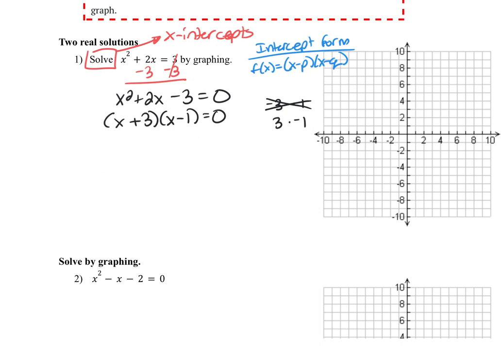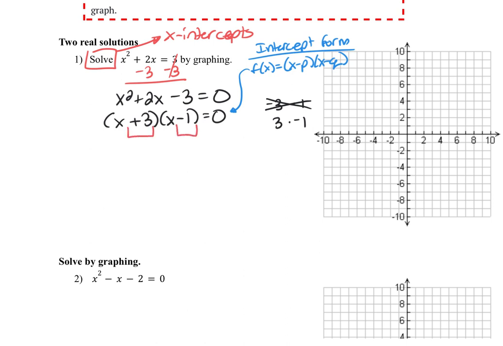This guy is now in intercept form. Okay. We have x plus 3 times x minus 1. Two sets of parentheses. We have x's. No powers of 2 anymore. Now we're in intercept form. And just like we did above, how we set each factor equal to 0 and we solved, we could do that too. We could also just remember that, hey, we did this last chapter.